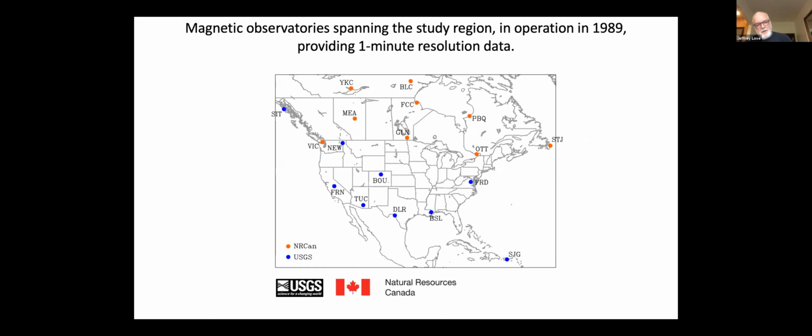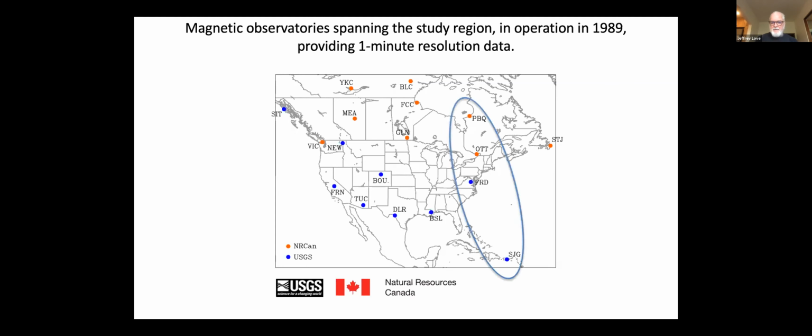So we're also going to be marrying those data with magnetic observatory data. We use the observatory data that were in operation during the March 1989 storm. Those were 1-minute resolution digital data. And we're using data from all of these stations, data collected by the USGS and by NRCan in Canada. We'd like to have more observatories, to be honest, but this is what we had in operation in March 1989. And again, we're going to do what we can with what we have and just see where it takes us.